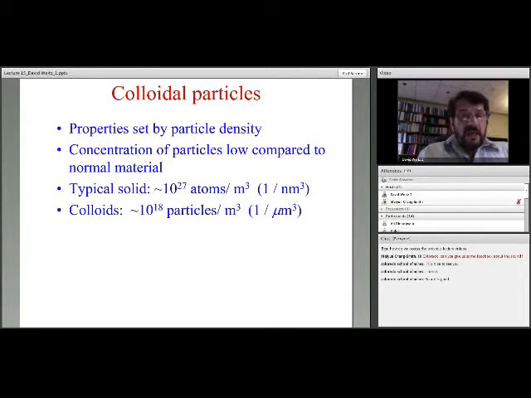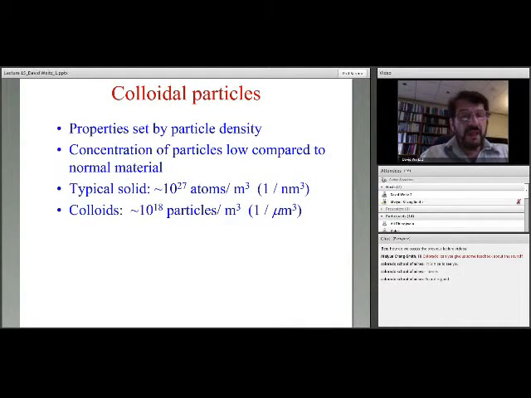Okay, the properties of the colloidal particles are set by the particle density. By that, what I mean is not the actual density of the particle. That plays an important role. What the density of the material is in describing the properties, it's really the buoyant density. But what I really mean by particle density is the number concentration, the number of particles per unit volume. And you can understand the nature of colloidal particles. In fact, you can understand very, very generically all of soft matter physics by just understanding this one fact.